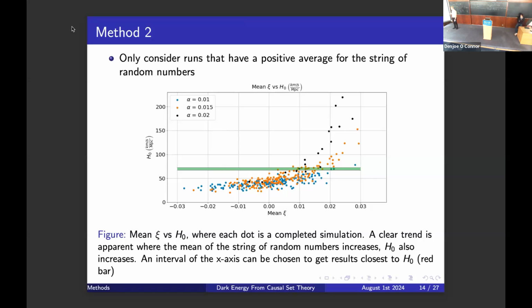So basically what happens is that when a run does give a good H value, typically the average of your string of kappas is positive. But at the same time, if you do go too high, then you do start to overshoot H by an awful lot. So there's some region here for a specified alpha that will end up giving good H naughts.